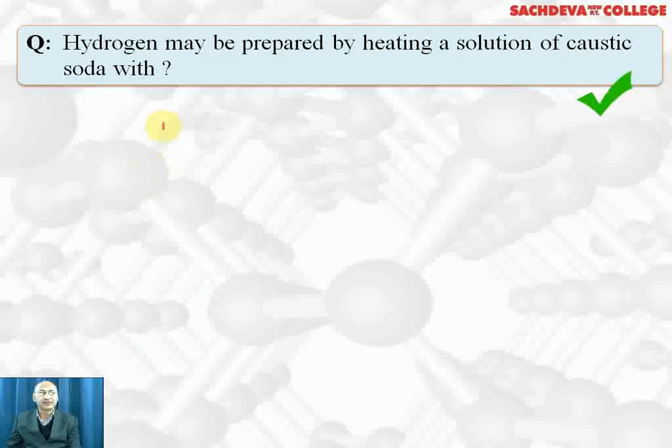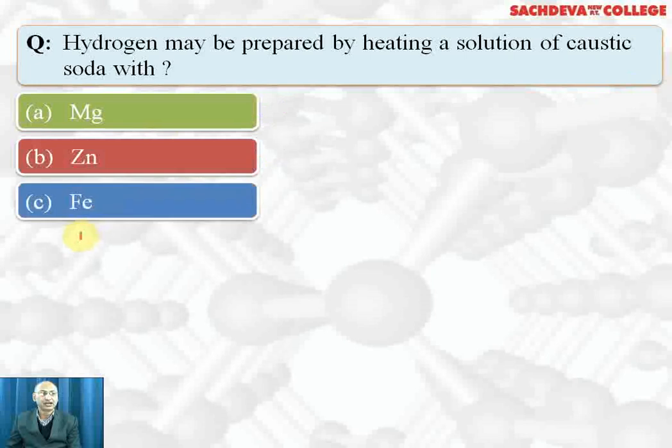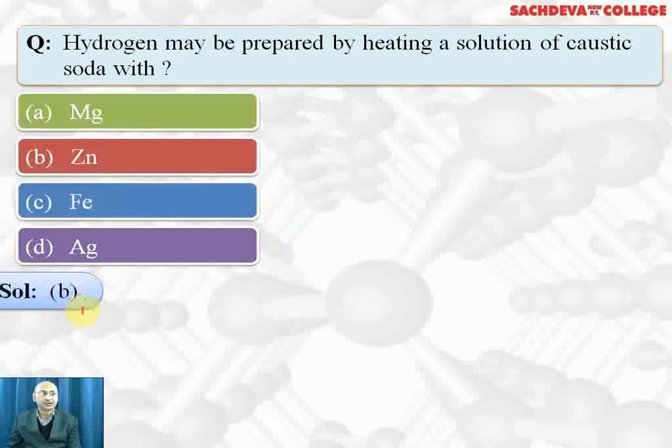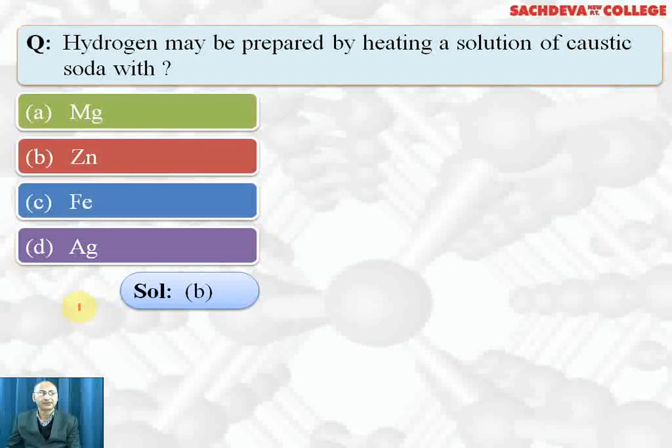Hydrogen may be prepared by heating a solution of caustic soda with magnesium, zinc, iron, and silver. Correct answer is zinc. Zinc reacts with sodium hydroxide to form sodium zincate, and hydrogen gas is formed.